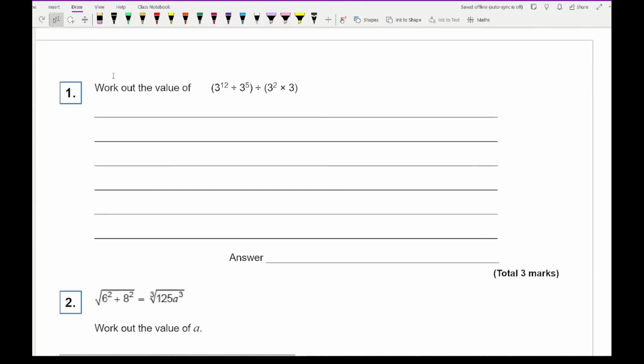And so now let's have a look at another set of exam higher GCSE questions. Again, this is worth 3 marks. So what we need to do is deal with these separately.